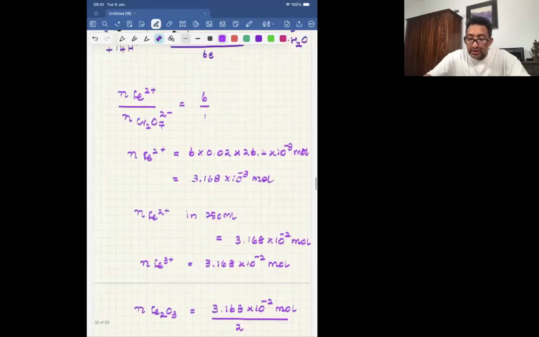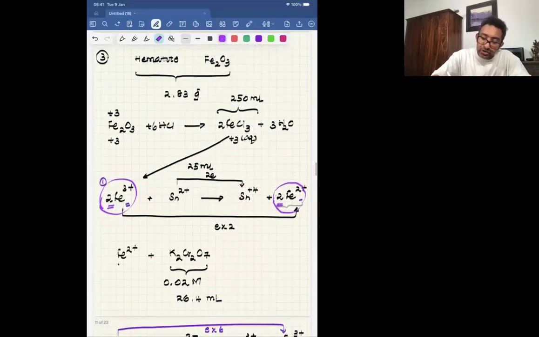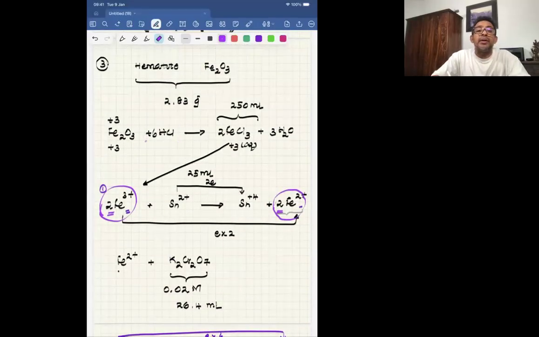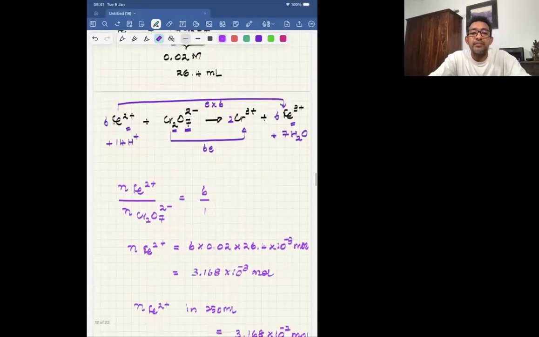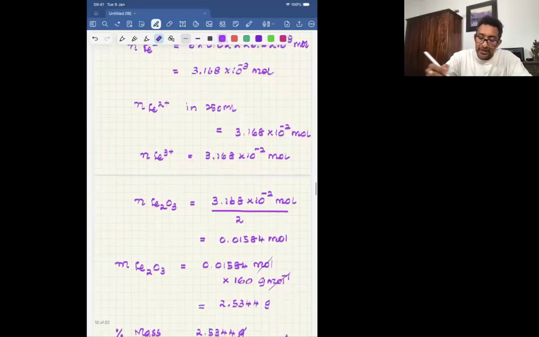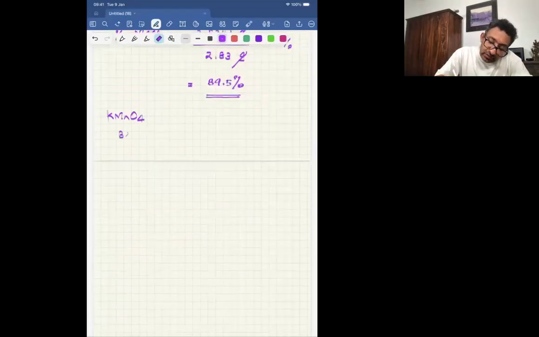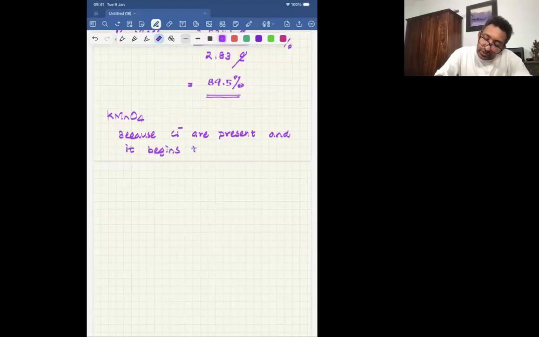Why? Because you dissolve this in HCl. If you use HCl, what will happen? Those chloride ions will start reacting. So it is not only Fe plus 3, but the chloride also will start reacting. Did you understand that? So why? Because chloride ions are present, and they begin to react.